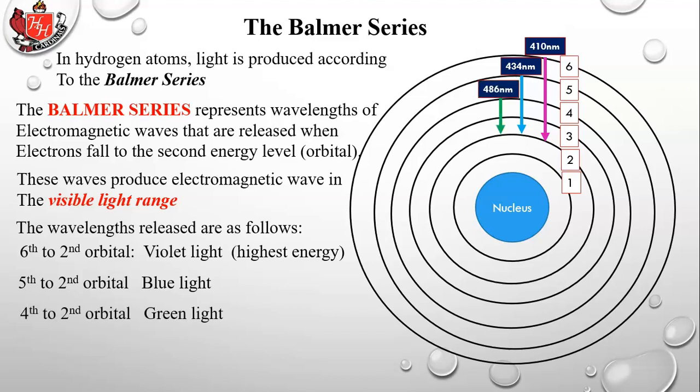If it falls from the 4th down to the 2nd orbital, notice that as we go along, it's not falling as far, and therefore it's not releasing as much energy as the 6th orbital, for example. So 4th down to 2nd is green light. So that's a lower energy type of light. And finally, if it falls from the 3rd down to the 2nd orbital, that's going to produce red light, and that's the lowest energy. So the further the electron falls, the more energy is in that light. That means violet light is the highest energy, red light is the lowest energy because it fell the shortest distance.